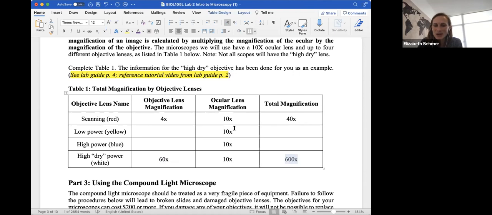So that's how you do this table, and I'll let you go and figure out the yellow and blue, and you can watch that tutorial video from Lab Guide 2 to figure out those. But again, all you're doing is multiplying this column by 10 to get the total magnification power.